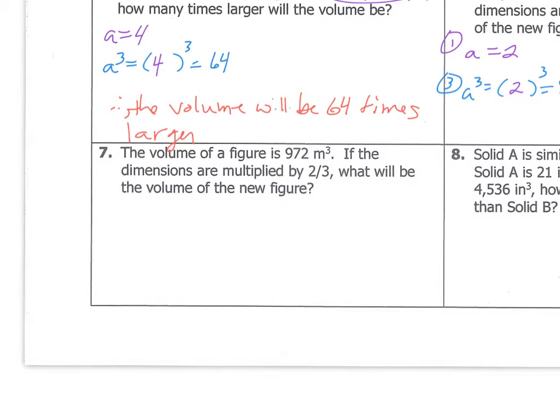Number 7. Okay, so this time they give you volume again. What if the dimensions are multiplied by 2/3? What will be the volume of the new figure? So you go ahead and try that. That's just like the one that we did earlier, number 3, with the fraction. So don't let the fraction bother you. It's a combination of number 6 and number 3, right? Number 3 had a fraction, and number 6 is just like what we did with number 6. So go through that process again.